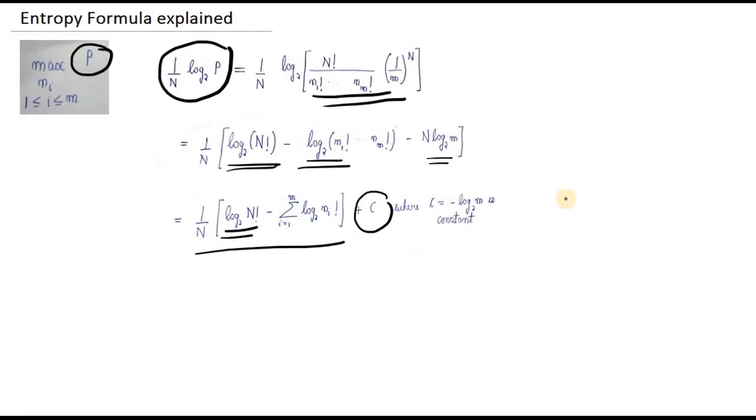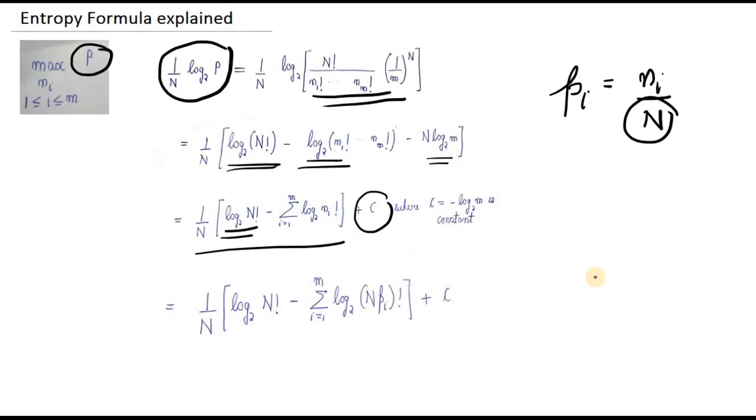Before we move further, we will define a term called pi. Pi is equivalent to ni upon N, which is ideally the proportion of times the ith class is occurring in the sample. ni is the frequency of occurrence of the ith class, and capital N, this one, is the sample size which we have over here.